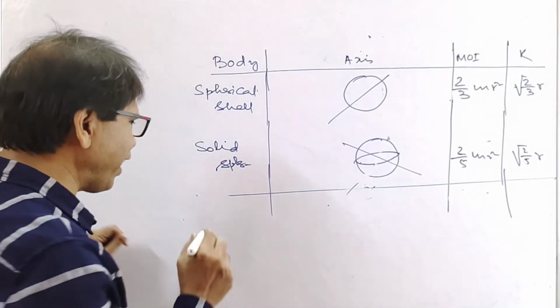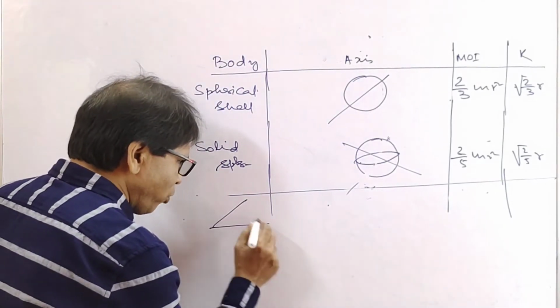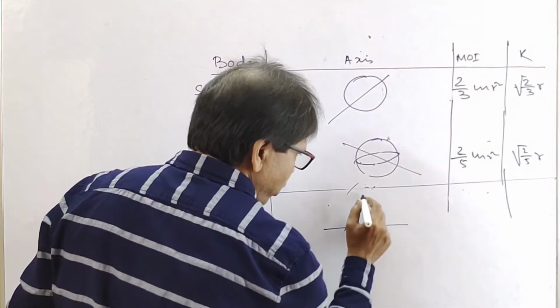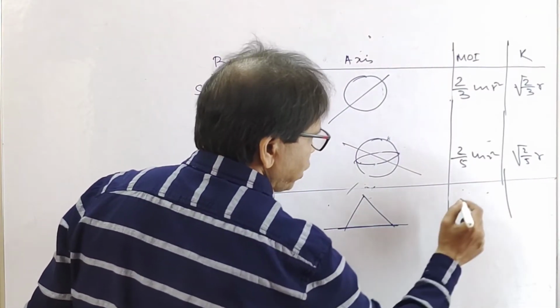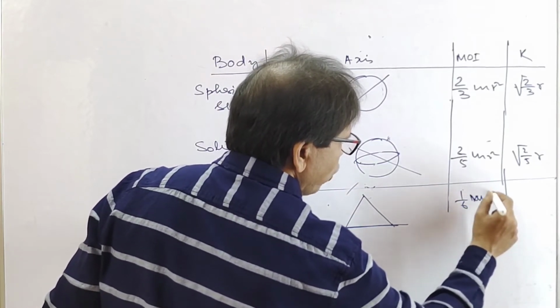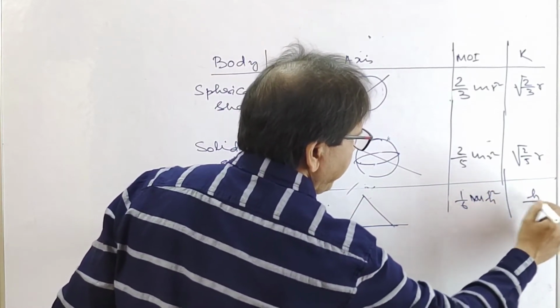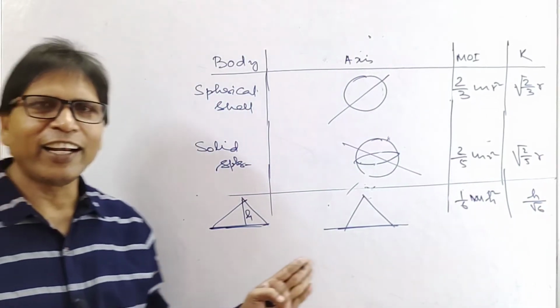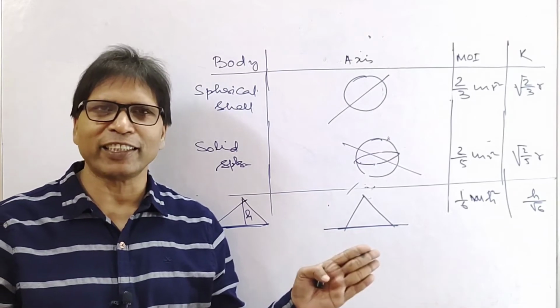Now triangular plate. Look at this. This is a triangular plate of height h and this is the base. The moment of inertia about the base is 1 by 6 mh square. So its radius of gyration is h by root 6. Okay, understood?